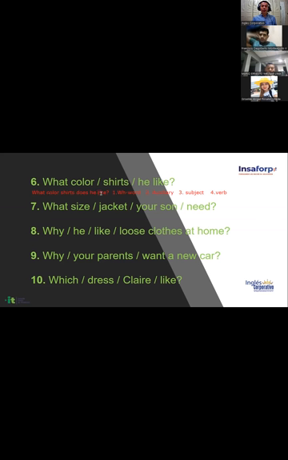So in this case, oops, sorry. Bueno, vamos a hacerlo otra vez. Okay, again, right? What color shirt does he like? So, WH word is one. Auxiliary, two. He, three, that is the subject. And the verb, like, right? That is four. Excellent.